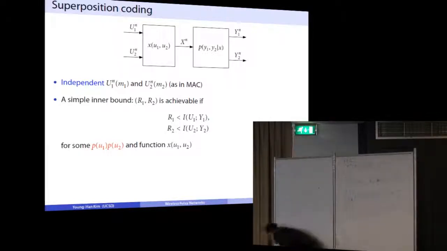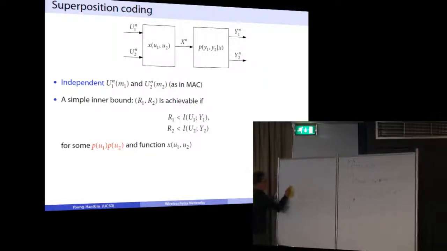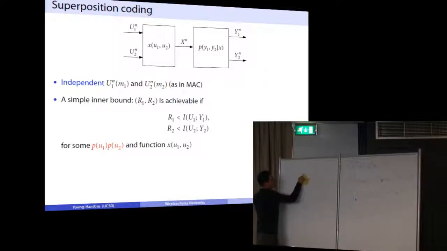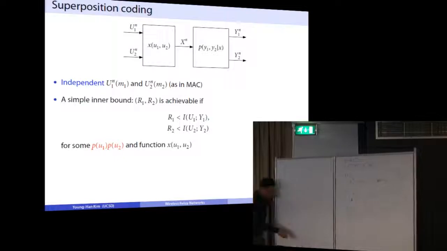Now, for the broadcast channel, there are many different options for doing the decoding, but here I'm using a very simple one. At receiver 1, I simply do the following decoding.